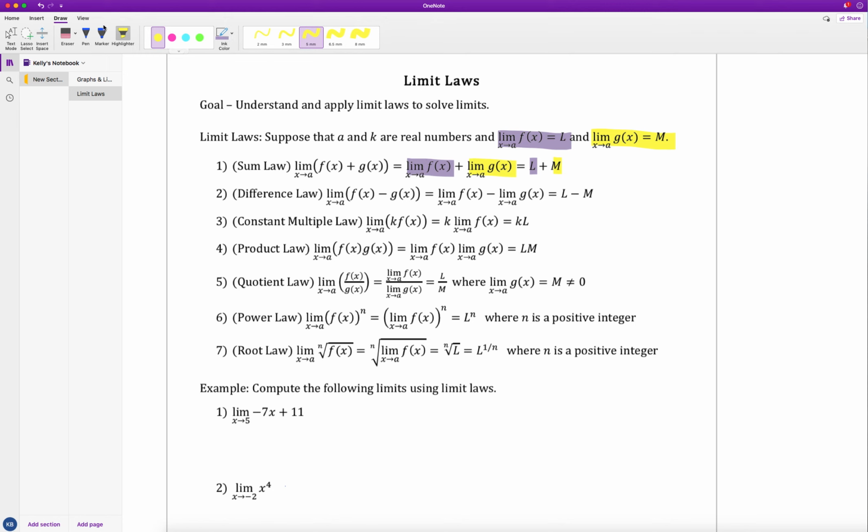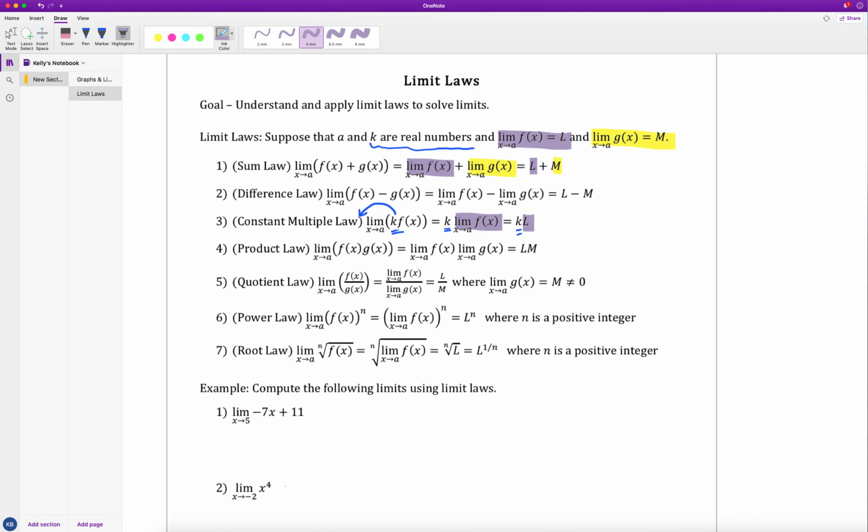Now our third law we have here is the constant multiple law, which says if I have the limit as x approaches a of k times f of x, well remember k, that value right there, is our real number from the beginning, so it's some scalar, it's a coefficient on this function, that k actually has no effect on our limit. This would be equivalent to taking that constant outside and in front of the limit and going k times the limit as x approaches a of f of x, which would be equal to k times L, since of course in this case we know that the limit as x approaches a of f of x is equal to that L.